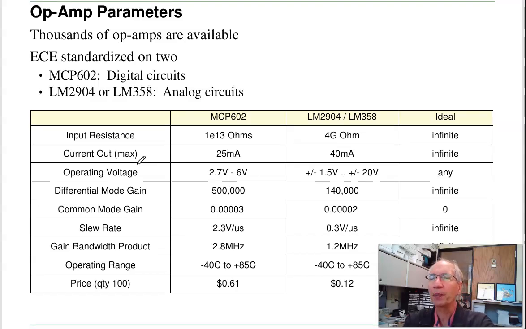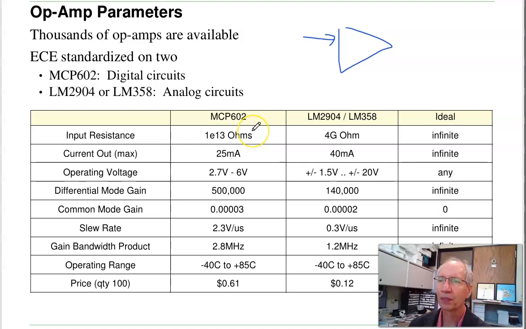The parameters for an op amp depend upon the op amp that you're using. The input impedance for the 2 op amps that we're using are exceedingly large. Basically, you can assume for an op amp, the current coming in is basically 0. The output current, op amps are limited. The ones we're using can handle either 25 or 40 milliamps out, either source or sink. There's sourcing, there's sinking.